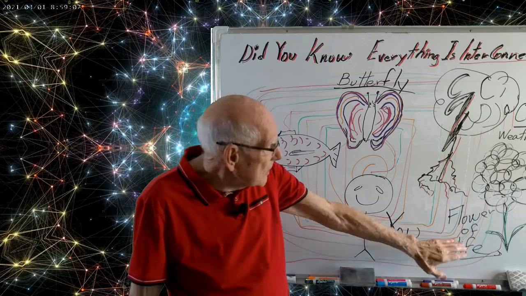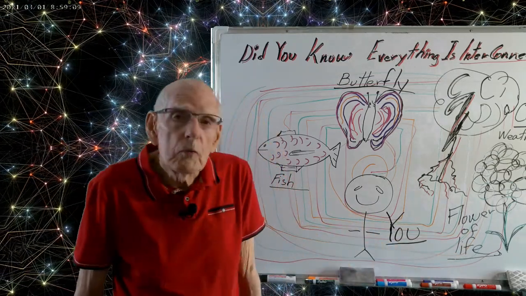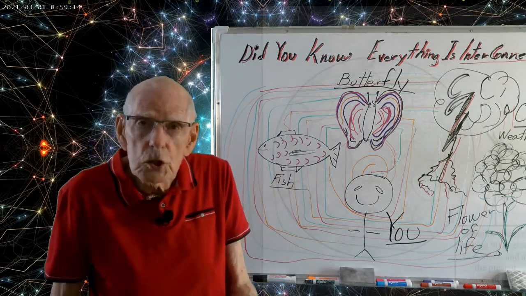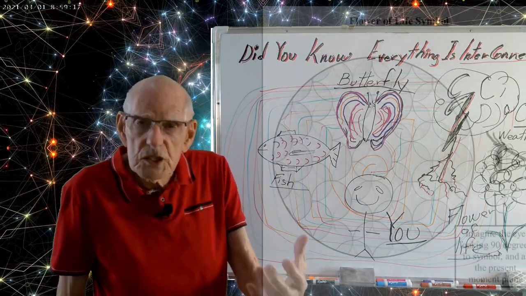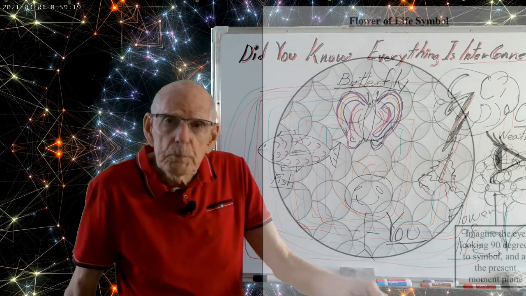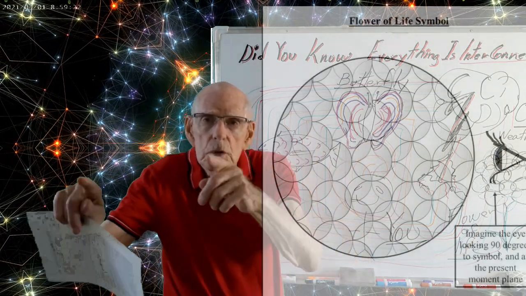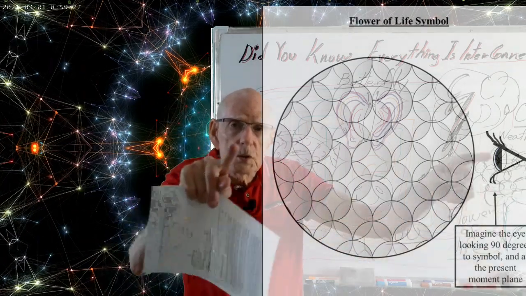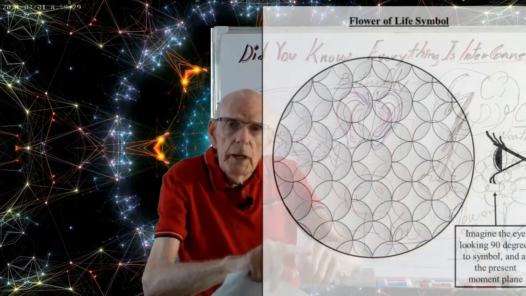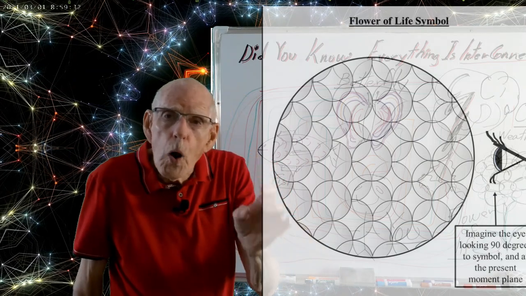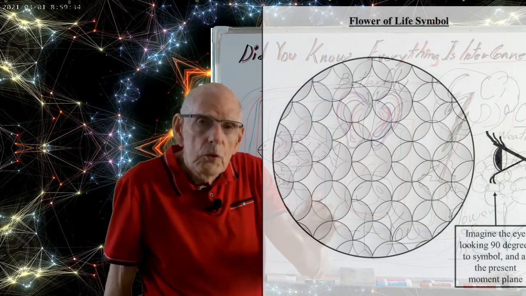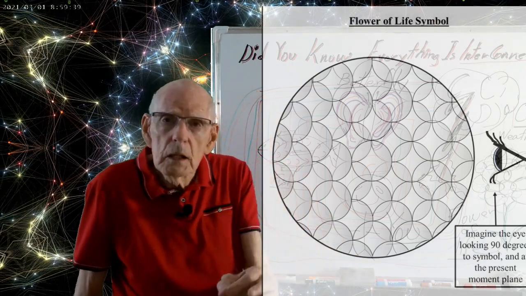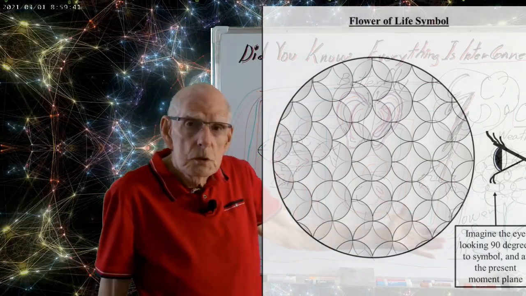Now, what is this down here, the flower of life? The flower of life is a very ancient, old symbol. It is basically circles that interact, that interface with circles and circles. And as you change one, you affect them all. As you change one, everything shifts.